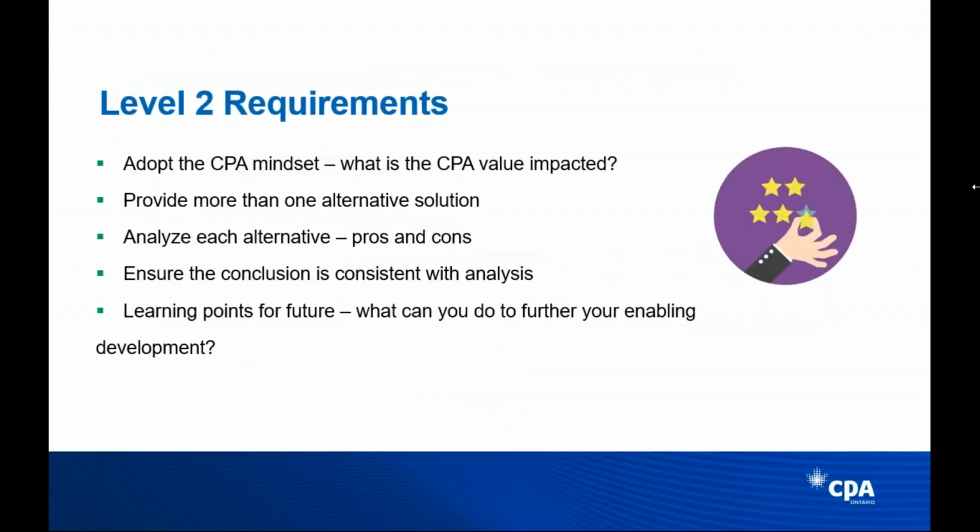All right, so looking at level 2 requirements. We're looking for you, first, to adopt the CPA mindset and to talk about the CPA value that was impacted. We'll go over the CPA values on the next slide. The CPA way describes how, as a professional, you're handling different problem solving and issues within your role. Part B is to provide more than one alternative solution. Part A asks you to identify a time that you addressed a particular situation. How did you come to that solution? What alternatives did you consider? And list the pros and cons of those alternatives.